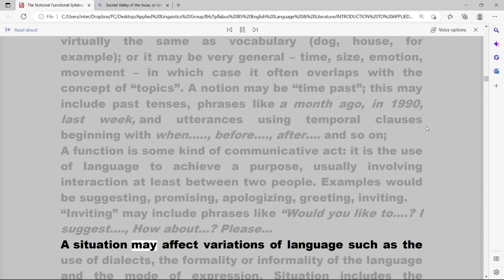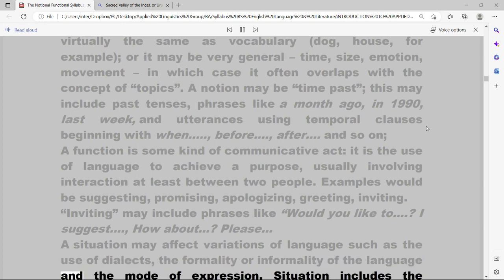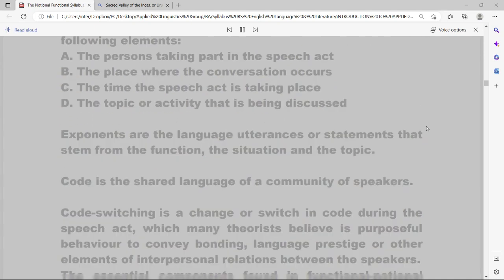A situation may affect variations of language such as the use of dialects, the formality or informality of the language, and the mode of expression. Situation includes the following elements. A. The persons taking part in the speech act. B. The place where the conversation occurs. C. The time the speech act is taking place. D. The topic or activity that is being discussed.